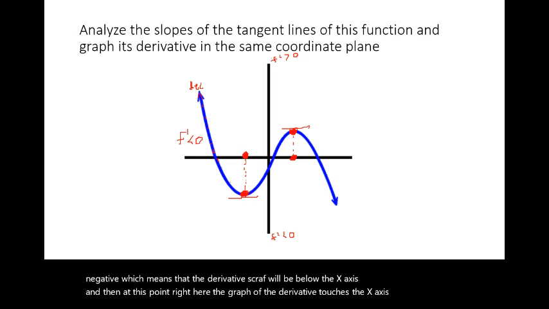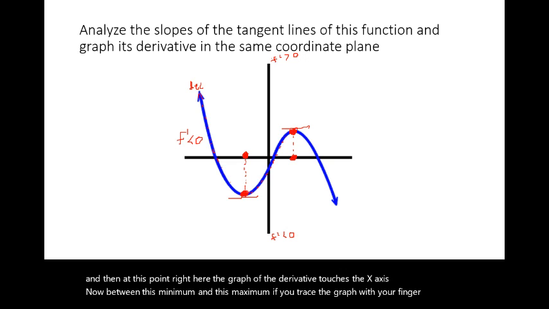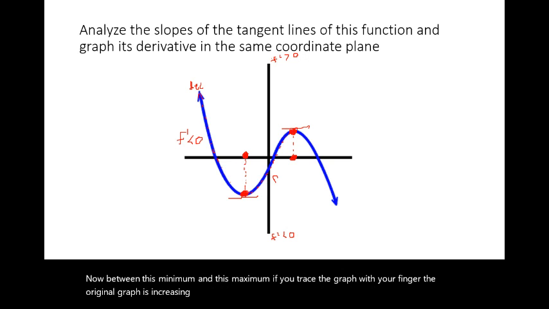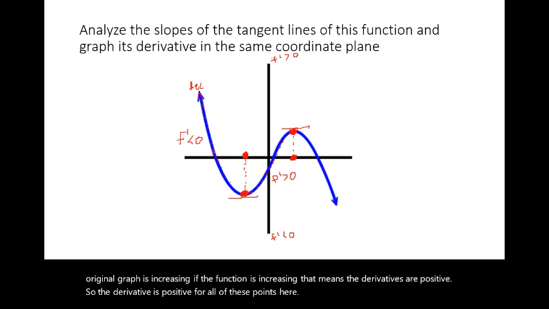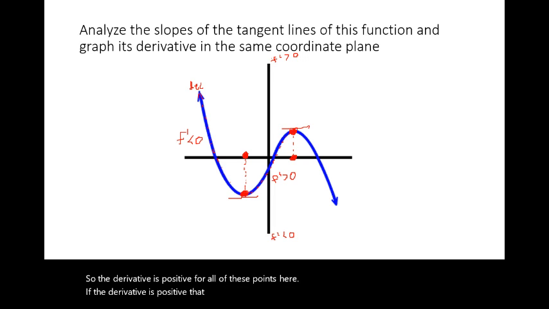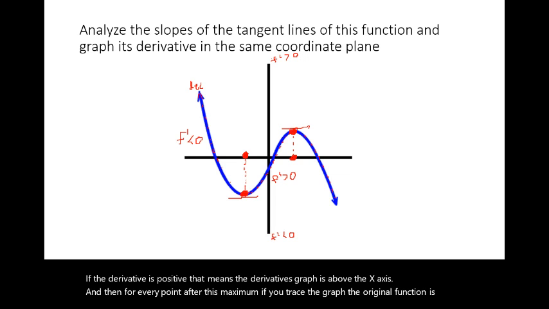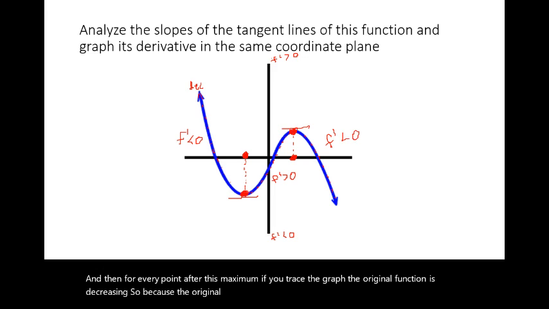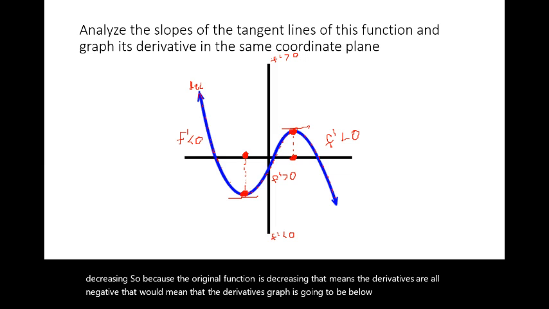Now, between this minimum and this maximum, if you trace the graph with your finger, the original graph is increasing. If the function is increasing, that means the derivatives are positive. So the derivative is positive for all of these points here. If the derivative is positive, that means the derivative's graph is above the x-axis. And then for every point after this maximum, if you trace the graph, the original function is decreasing. So because the original function is decreasing, that means the derivatives are all negative. That would mean that the derivative's graph is going to be below the x-axis for this entire interval.